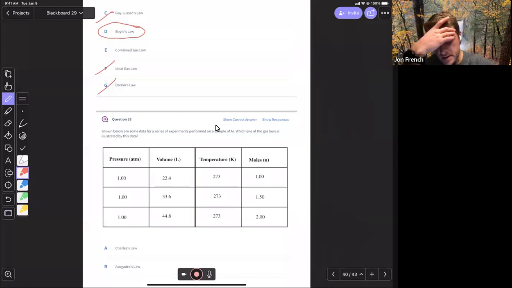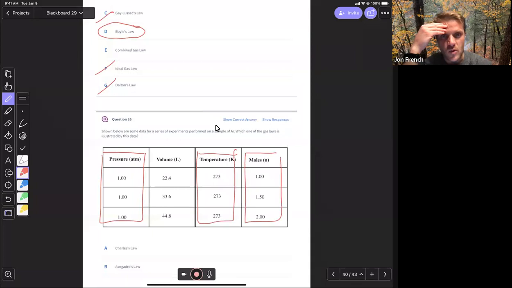For question 26, all right, now our pressure stays the same, our volume changes, our temperature stays the same, and we're changing the number of moles. And as we're changing the number of moles, right, the relationship between moles and the volume of a gas was Avogadro's law. So that would be choice B for question 26.